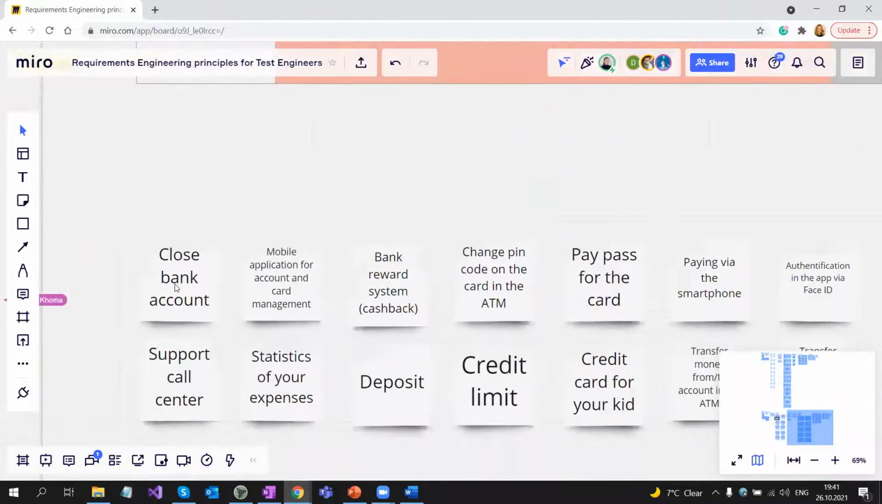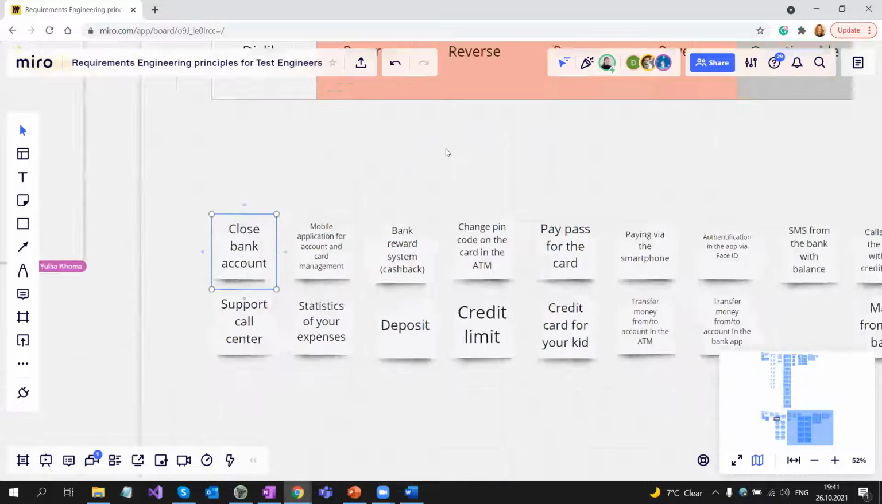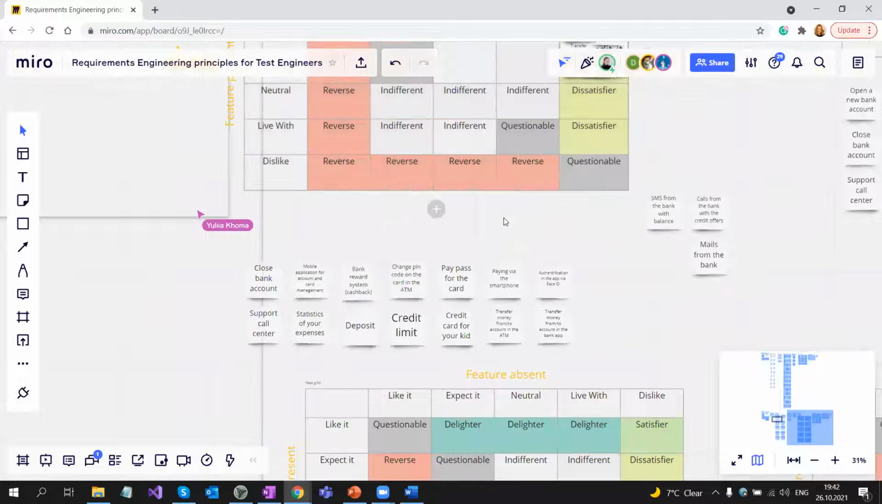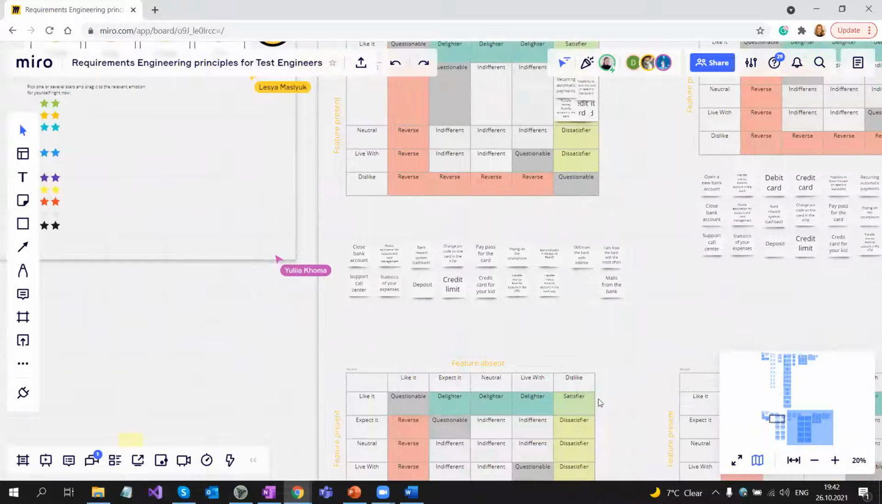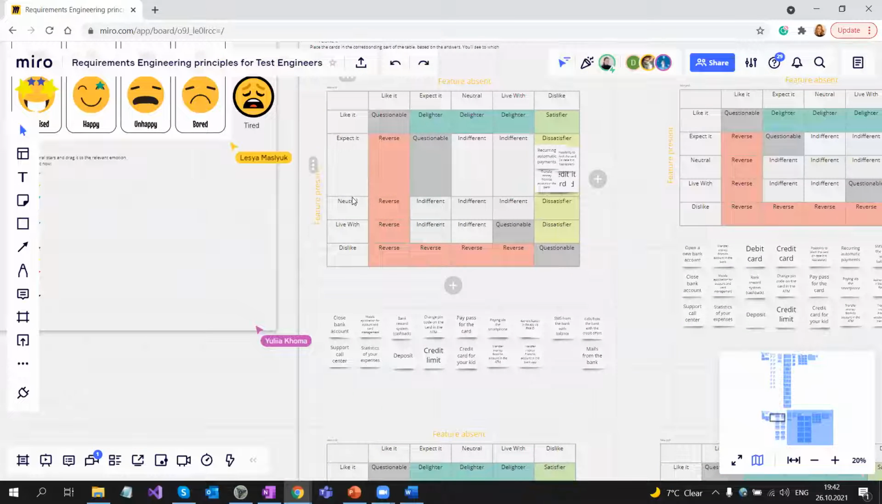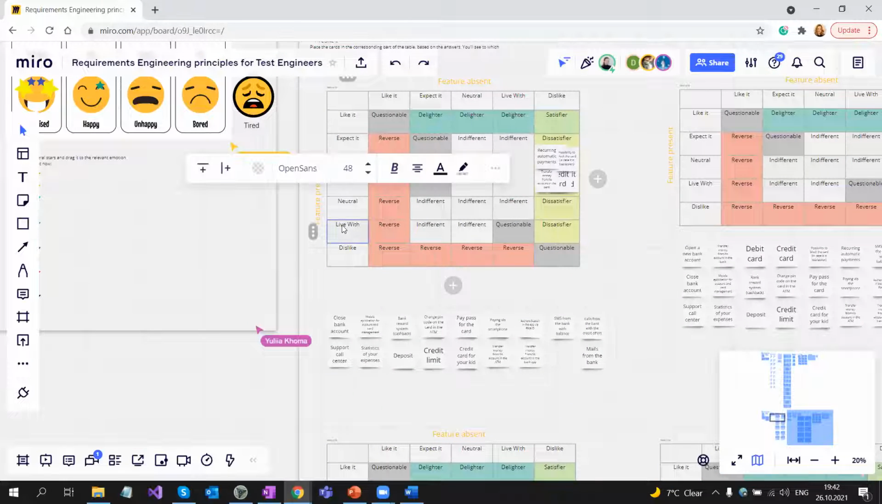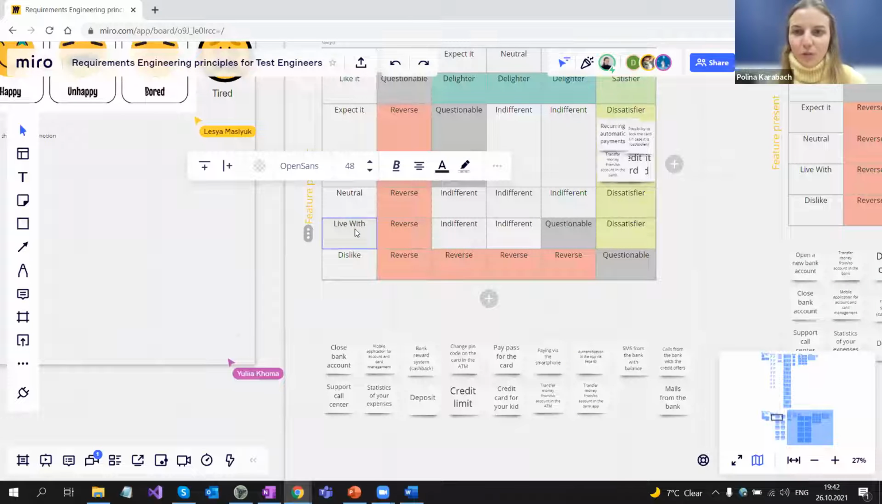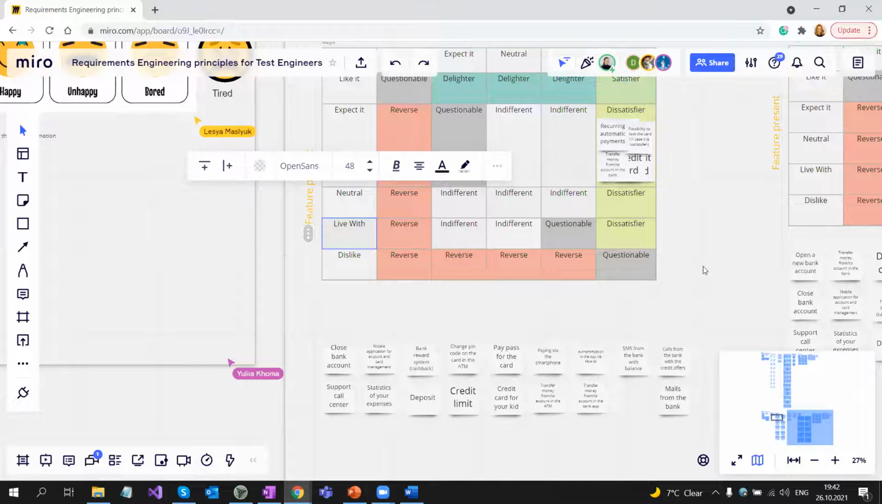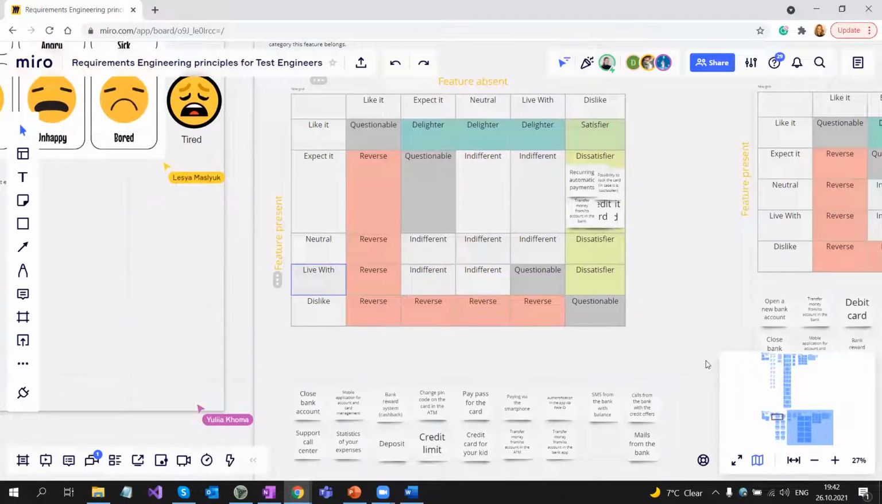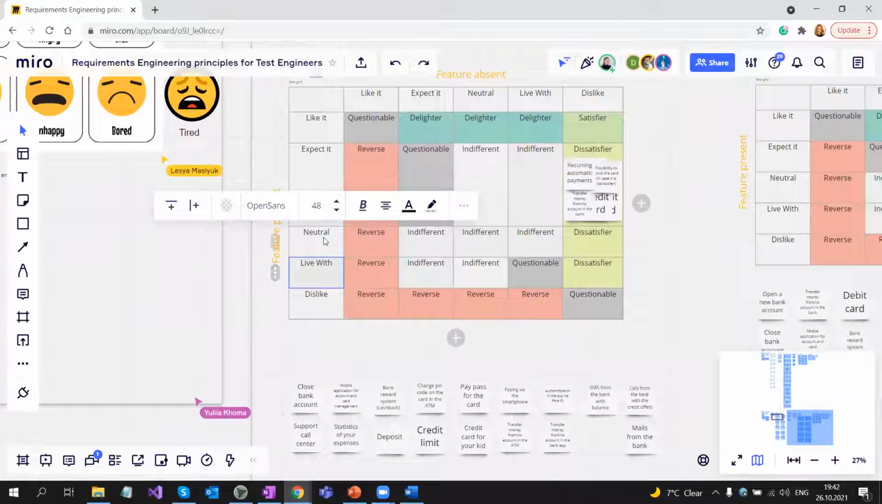Thank you. Close bank accounts. I think I would like it, but I could live without this feature because it's not functionality that I would use quite often, or use at all. Okay, live with. And if you don't have it, then... No. I mean, I would like it if it would be there, but if it would be absent, then I can live with this.